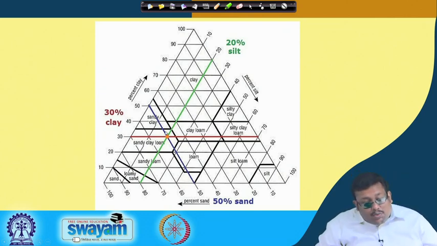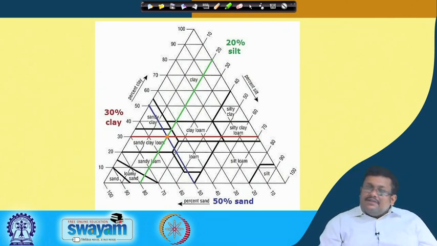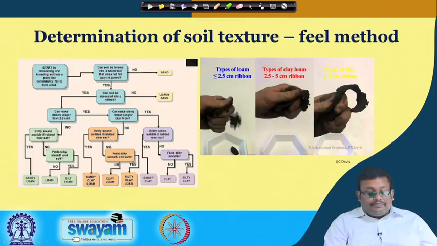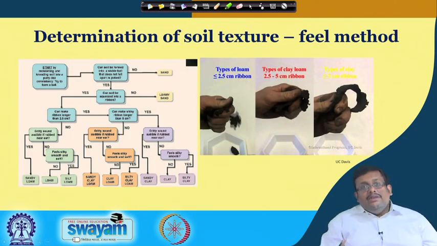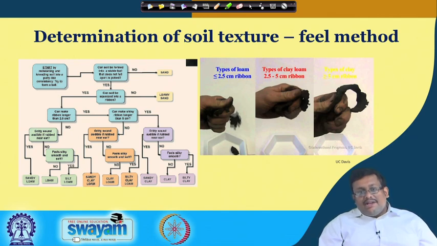So, based on this, we can define that the given soil sample belongs to sandy clay loam soil texture. That is how we generally use the soil textural triangle. Now, how do we feel or determine the soil texture? Well, there are a couple of ways to determine the soil texture. One of the most qualitative ways is the field method.